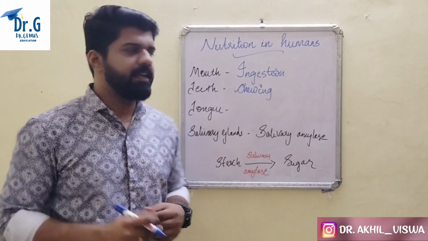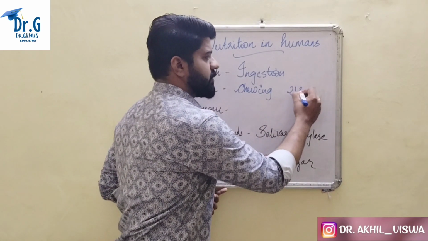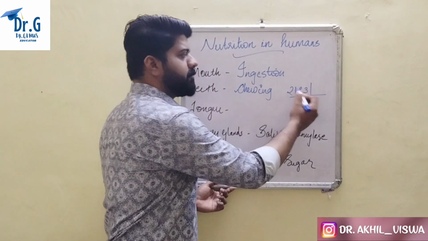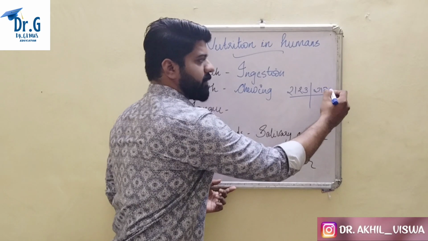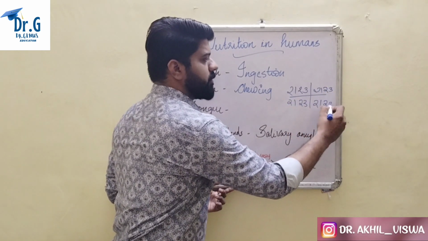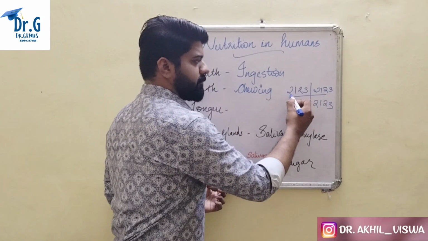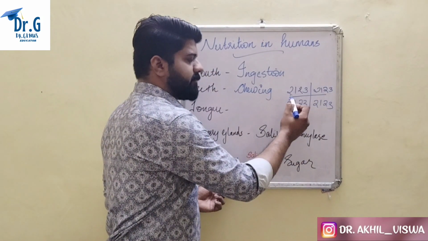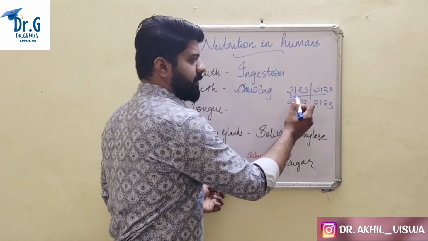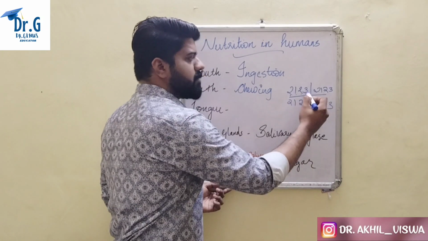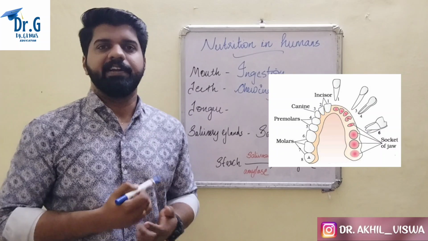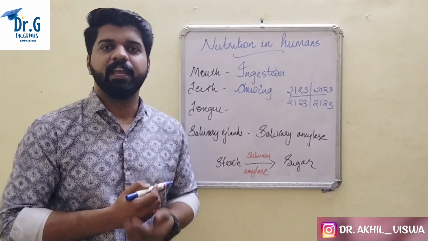We have the dentition formula 2, 1, 2, 3, which means if we divide our entire set of teeth into four parts, one part contains 2, 1, 2, 3 dentition, which means 2 incisors, 1 canine, 2 premolars and 3 molars. So in total we get 28 teeth in an adult human being. This is the dentition in humans.